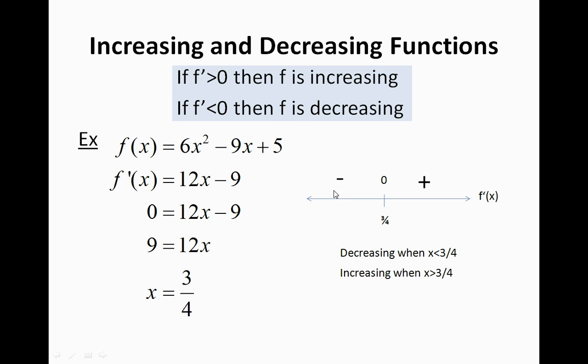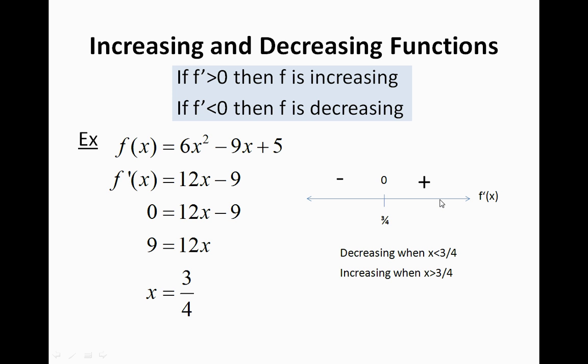So it would be negative. That means that on the interval to the left of 3/4, my function will be decreasing. My parabola is going downhill. And then at 3/4, that would be the vertex or the minimum of my parabola. And then after 3/4, guess what? It turns around, it goes back up.